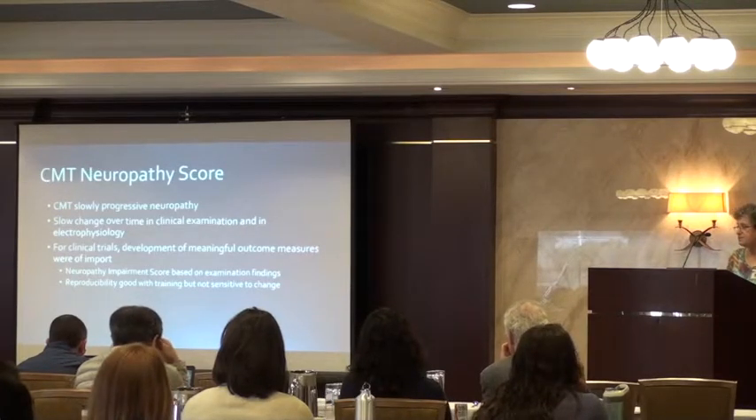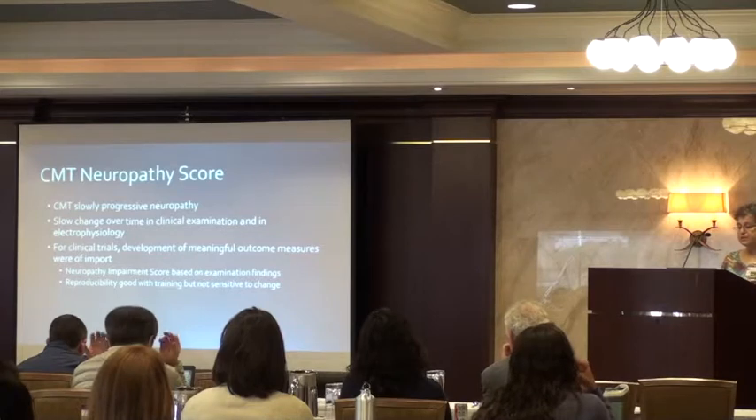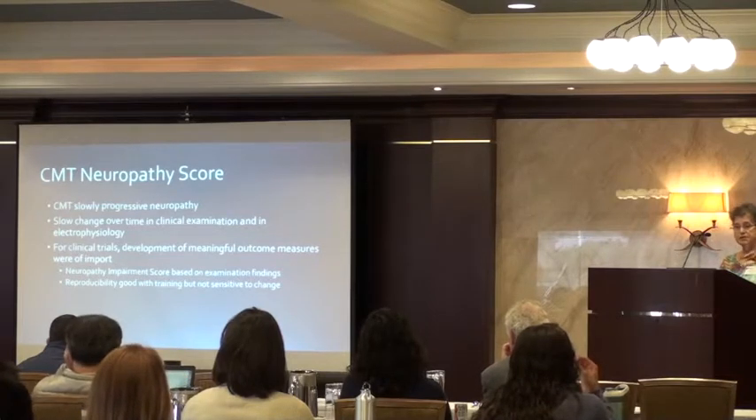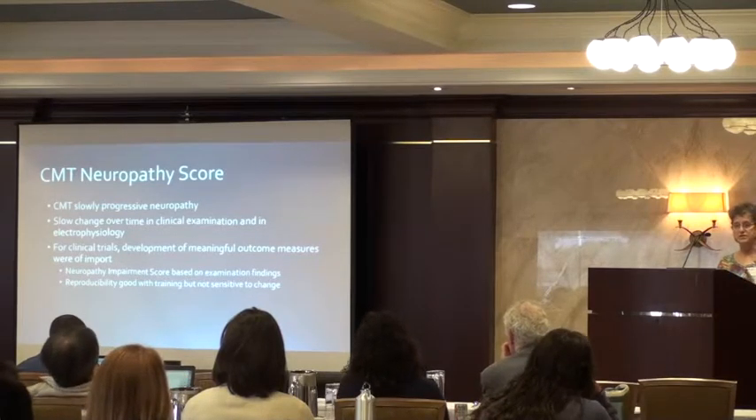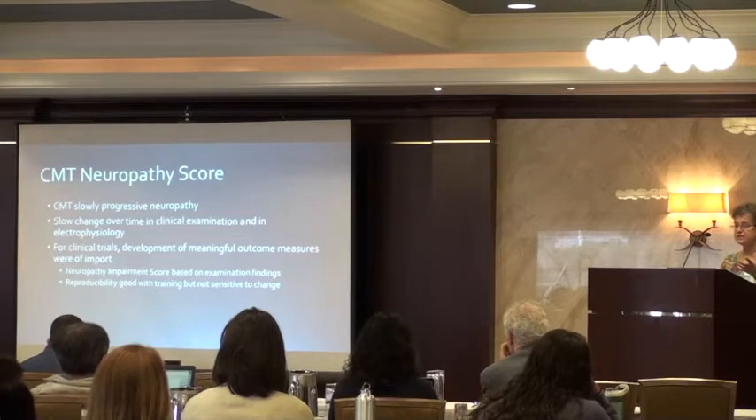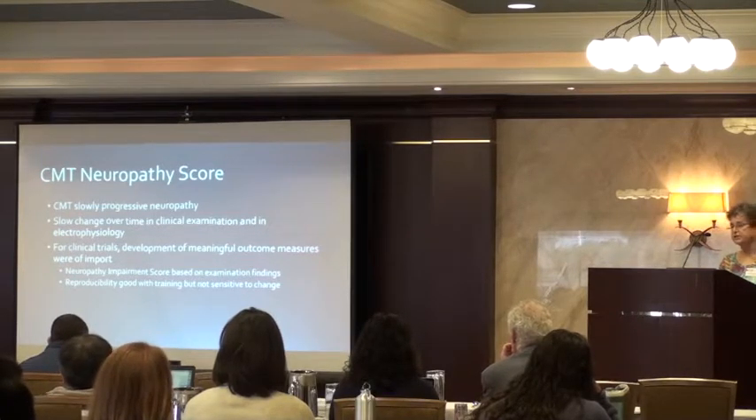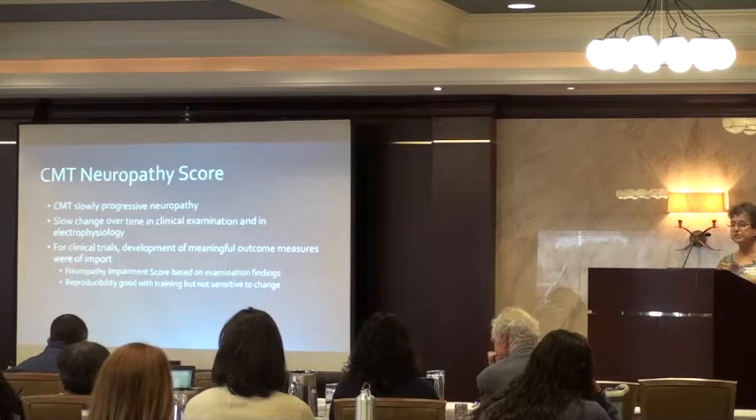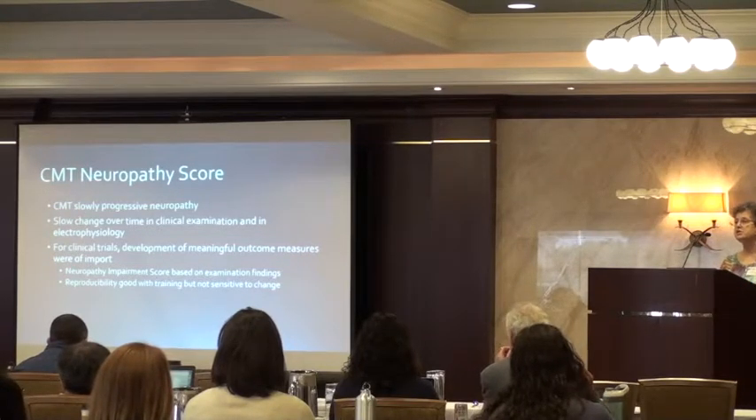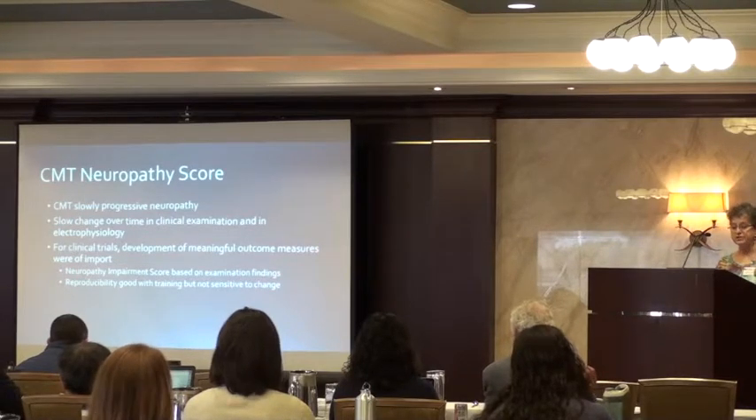The CMT Neuropathy Score is another tool that is a mixture of a patient-reported outcome measure as well as some clinical measures. And so this is kind of an interesting tool. So CMT is hereditary neuropathies, slowly progressive. They change over time very slowly. So the clinical exam, the electrophysiology, is not very useful for looking for response to treatment.